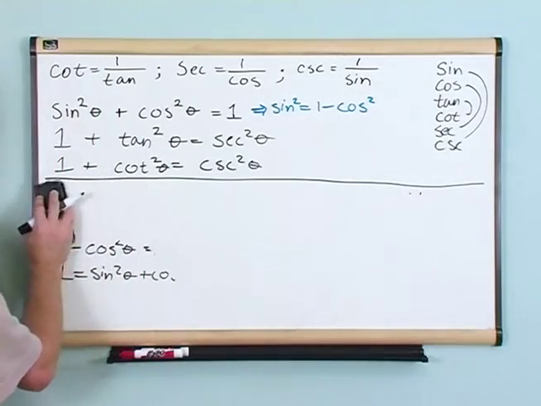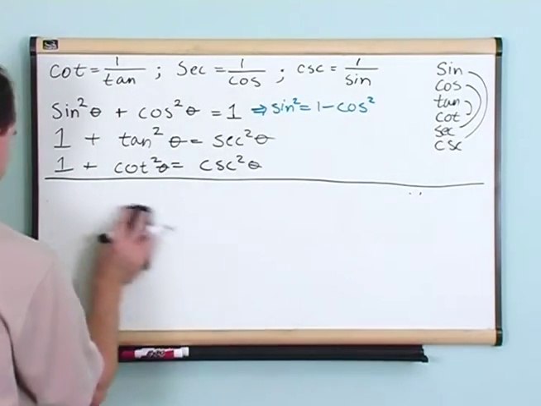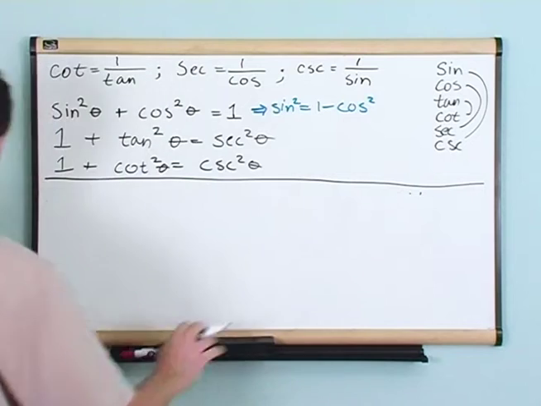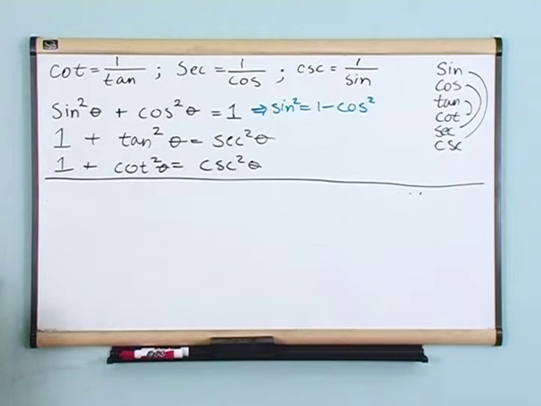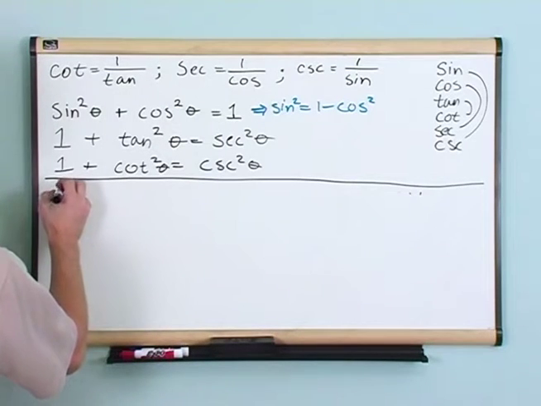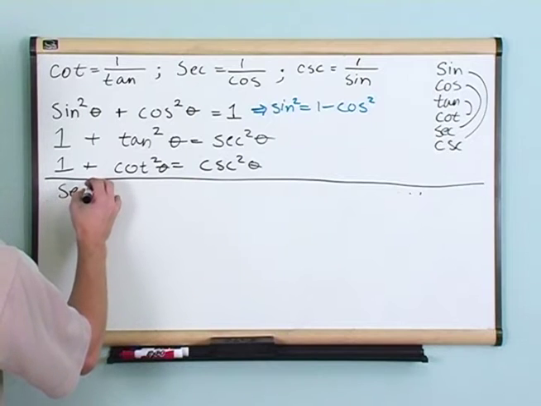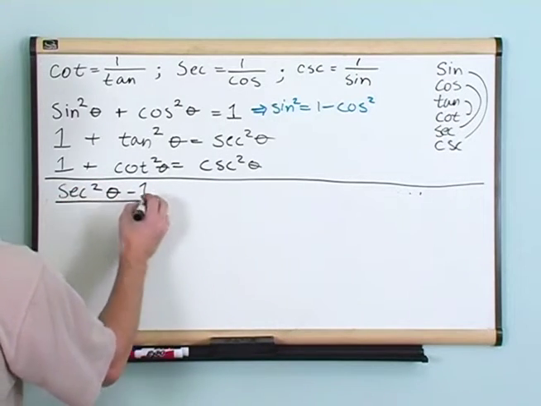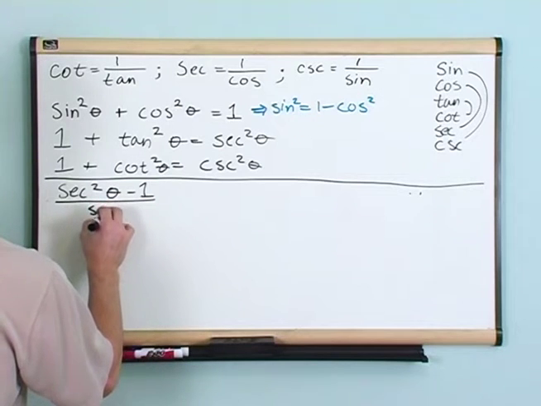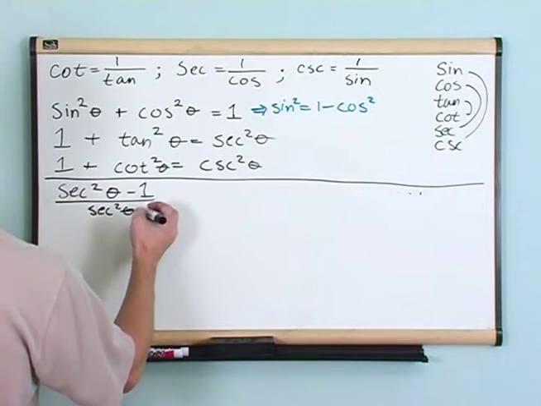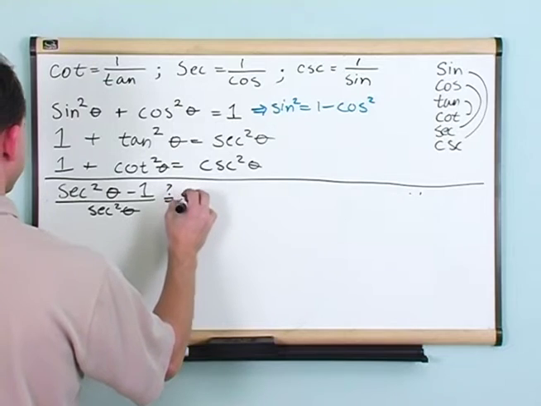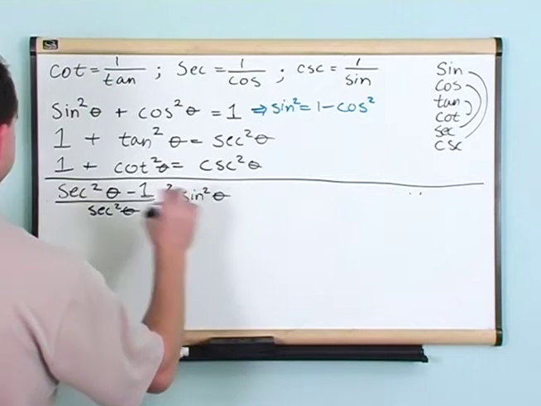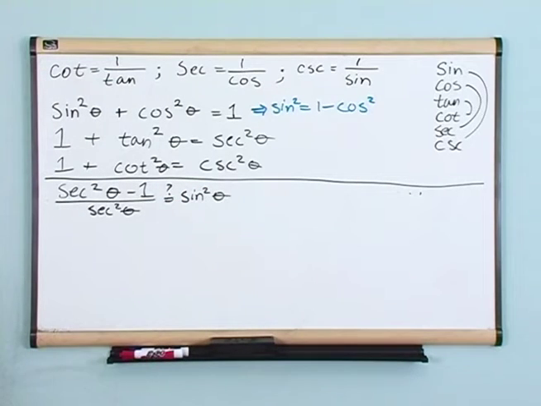And this is why I'm hoping that a course like this is useful, because working problems is really the only way you get the experience to figure out if these things are okay. What if you had secant squared theta minus 1 over secant squared of theta, and I'm going to ask myself, is that equal to sine squared of theta? Okay, is that equal to sine squared theta?